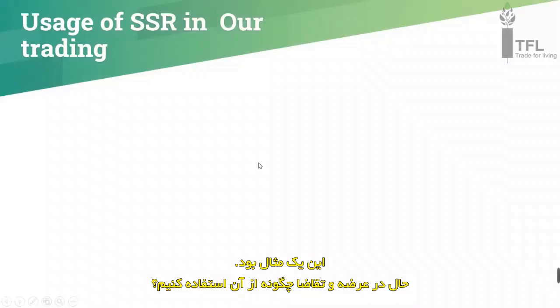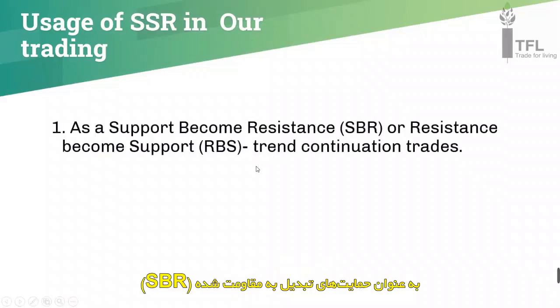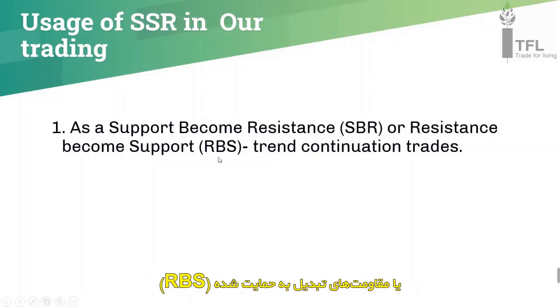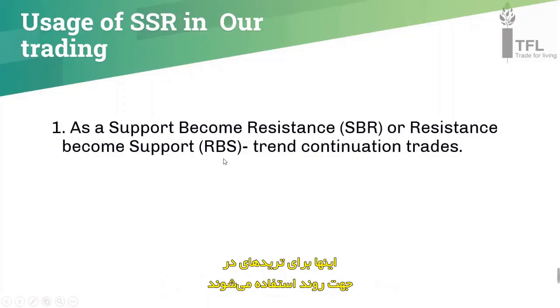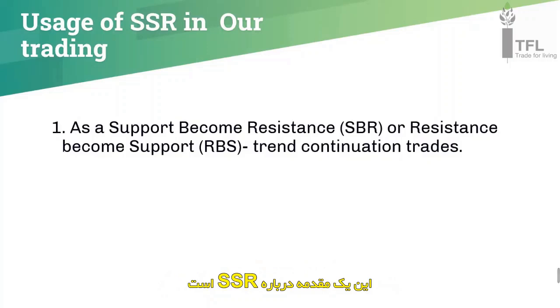So how do we use our SSR in supply and demand trading? The first one is that we use it as support become resistance, SBR, or resistance become support, RBS, for trend continuation trades. This is the introduction about SSR. So first is SBR or RBS.